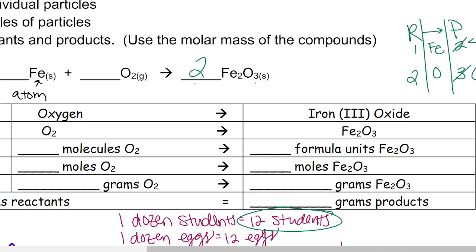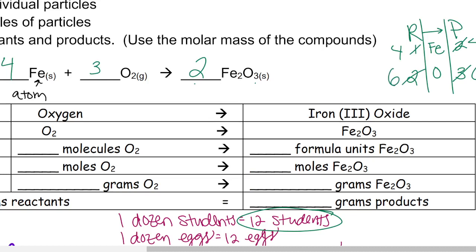On my reactant side, none of them are balanced. So what coefficients could help me and where? 4. Where? With Fe. Okay, 4 in front of Fe, so 4 times 1 iron. And then? 3 for oxygen. Perfect. And that gives me 6.